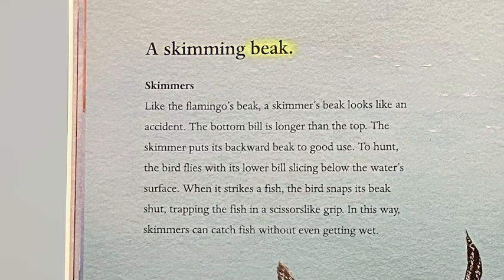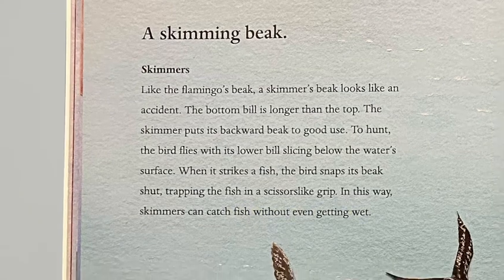A skimming beak. Skimmers. Like the flamingo's beak, a skimmer's beak looks like an accident. The bottom bill is longer than the top. The skimmer puts its backward beak to good use. To hunt, the bird flies with its lower bill slicing below the water's surface. When it strikes a fish, the bird snaps its beak shut, trapping the fish in a scissor-like grip. In this way, skimmers can catch fish without even getting wet.